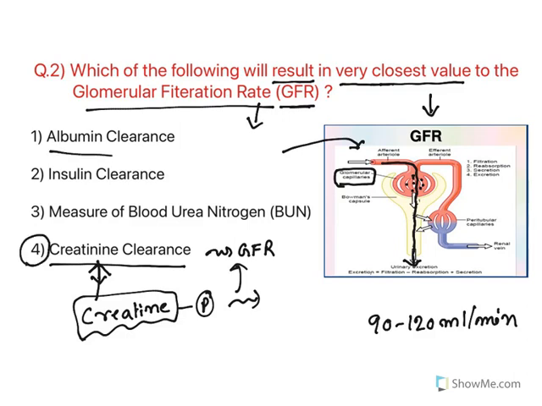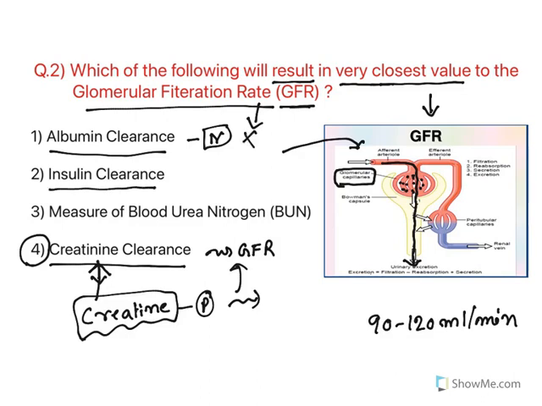Let us look at this one, albumin clearance. Albumin is a protein which will not get cleared in higher amounts. It has to be retained in the body. Only in case of nephron damage, when there is extensive nephron damage, then only albumin is lost out of the body. It is called albuminuria. So this is not it.